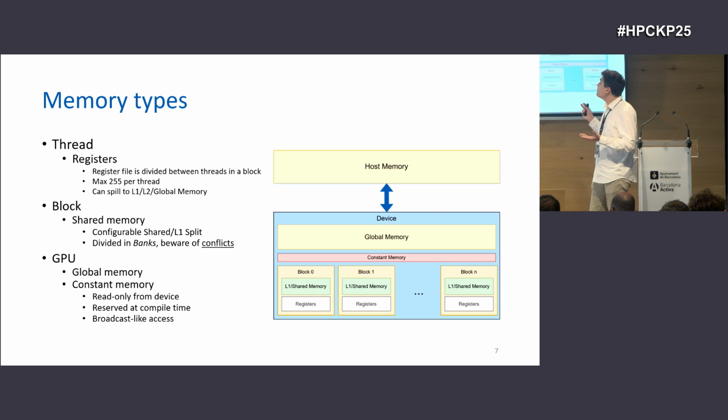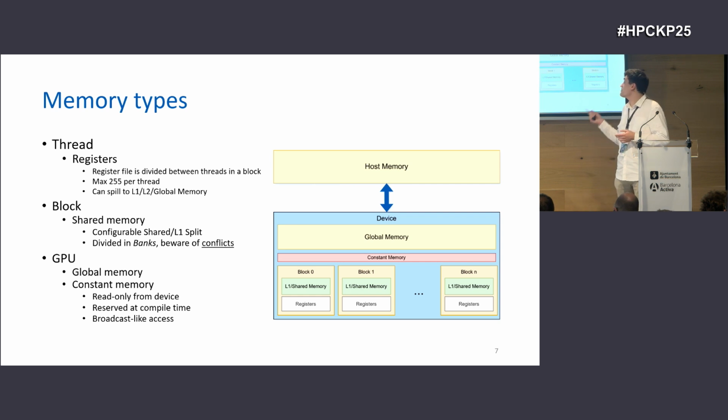In terms of memory, at the thread level, we have registers, which are the fastest memory available. A register file, as I said, is divided between all of the threads. We have a hardware maximum of 255 registers per thread. And if they do not fit, because of our code, they can spill back to global memory and also be cached in level 1 or level 2 caches as a consequence.